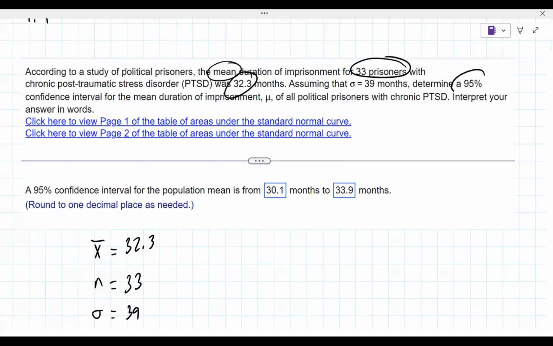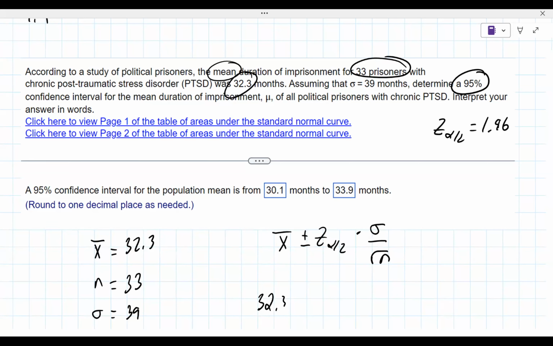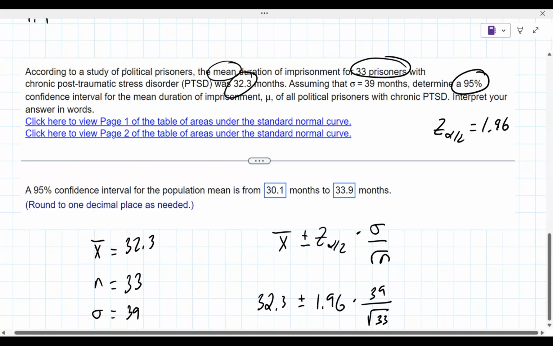All right. So when it's a 95% confidence interval, that Z alpha divided by 2 is 1.96. All right. So the formula here is X bar plus or minus Z alpha divided by 2 times sigma divided by the square root of N. If you have a reference sheet, you can always send that over. I'm happy to use those formulas for the lesson here, but you have everything. X bar is 32.3. Z alpha is 1.96. Sigma is 39 divided by the square root of 33.